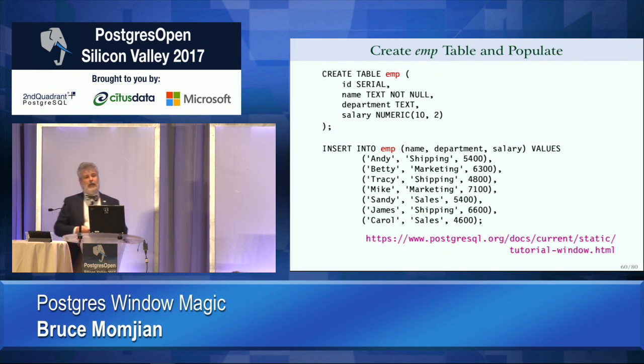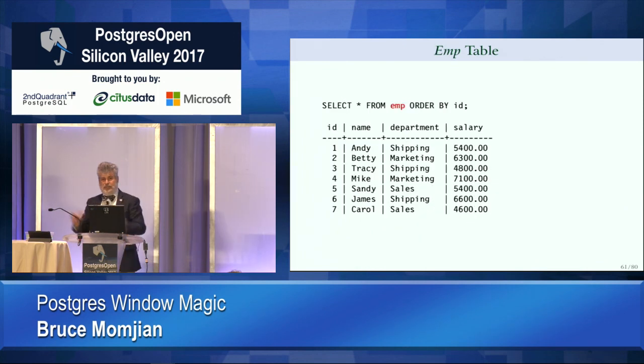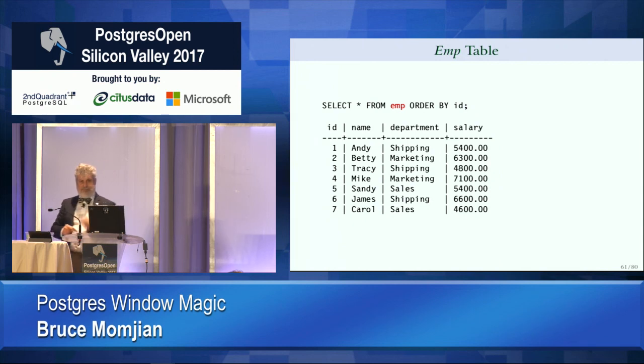Emp table, we're going to throw a bunch of employees in here, different salaries, different departments, different names. Again, we have a tutorial down there. Okay, this is what the data set looks like. We have 7 employees. They're in different departments. They have different salaries. But this is going to be very, very illustrative of window functions.